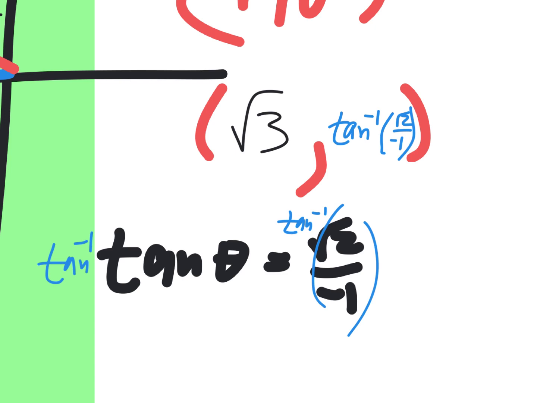Whenever you don't know the angle, it's either 30, 60, 45, one of the ones you know, or it's not one of the ones you know. If it's not one of the ones you know, you just use inverse tan. Let's do one more like that. This time I'm going to draw the picture for you.